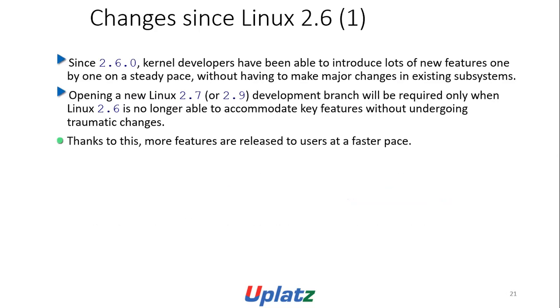Changes since Linux 2.6. Since 2.6.0, kernel developers have been able to introduce lots of new features one by one at a steady pace, without having to make major changes in existing subsystems. Opening a new Linux 2.7 or 2.9 development branch will be required only when Linux 2.6 is no longer able to accommodate key features without undergoing dramatic changes. Thanks to this, more features are released to users at a faster pace.